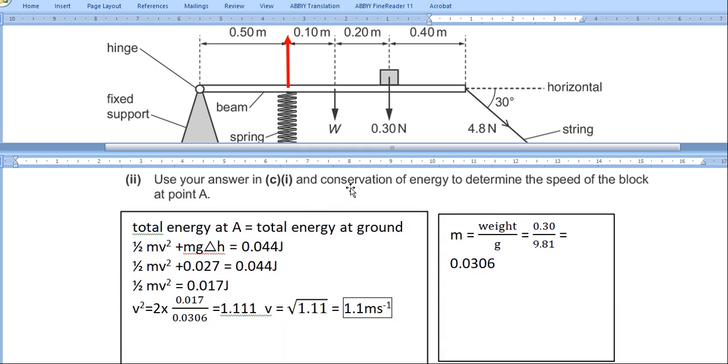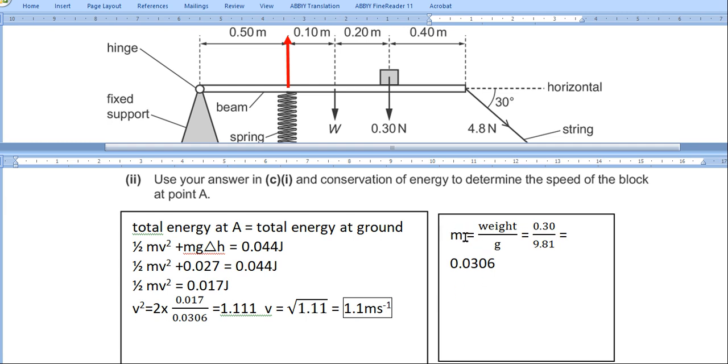Use your answer in C and conservation of energy to determine the speed of the block at point A. Total energy at point A, the higher point, equals total energy at the ground. So total energy at point A consists of kinetic energy and potential energy. Total energy at the ground is given. So kinetic energy is half mv squared, and potential energy at point A we calculated before. After doing some simple arithmetic, we find that it is 1.1 meters per second.